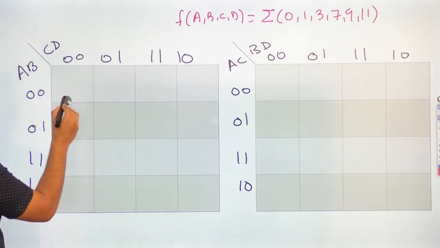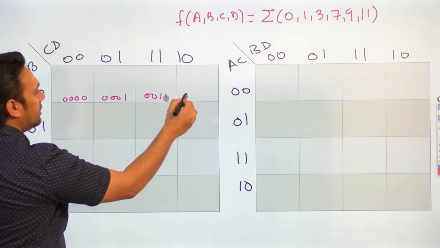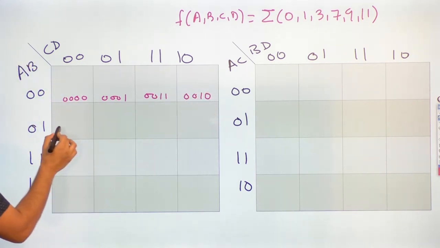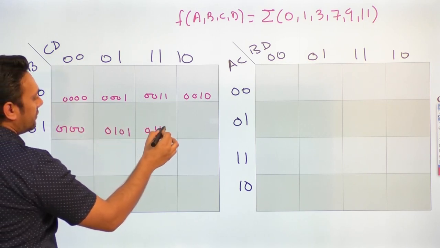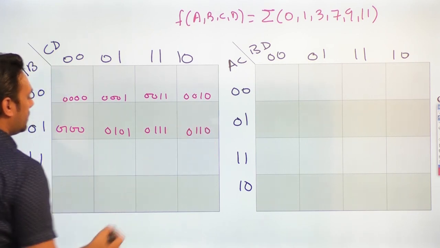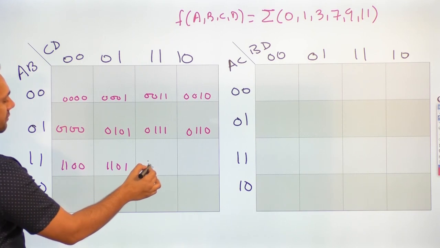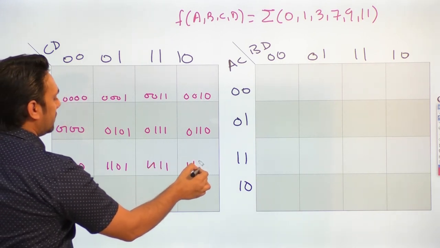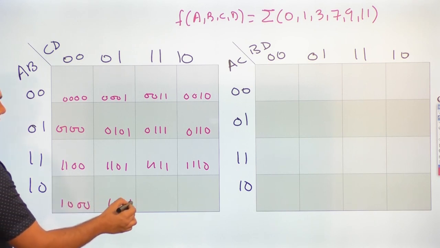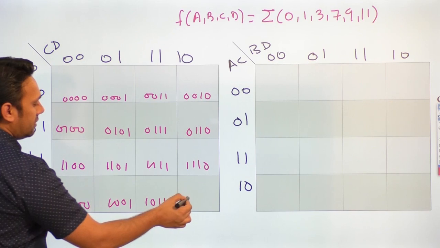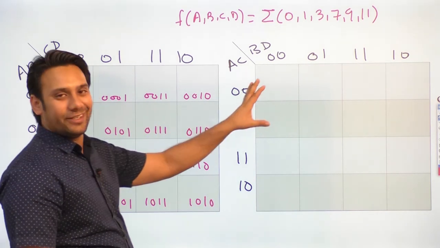Now let us write the equivalent values. This is representing all zeros. This is 0001. This is 0011. 0010. This one is 0100. 0101. 0111. 0110. 1100. 1101. 1111. 1110. This is 1000. 1001, 1011, 1010.